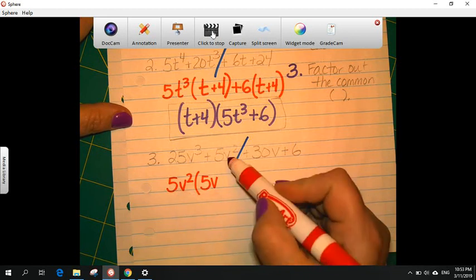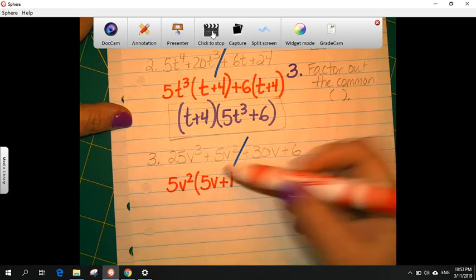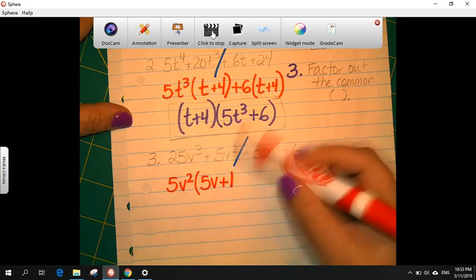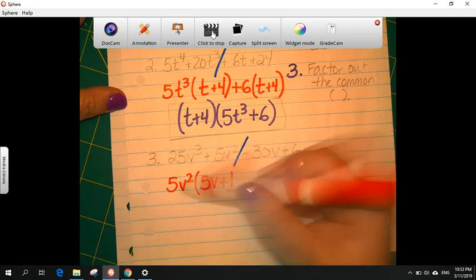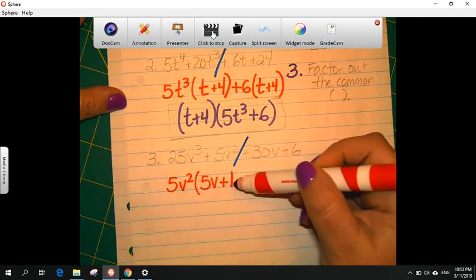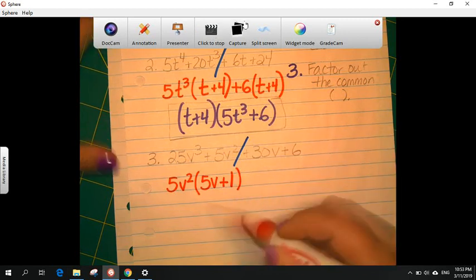But all the v's are out front, so I actually have to put the plus 1 in this case because I need to hold that spot. Basically, we're thinking about 5v squared divided by 5v squared, and that's 1. Close the parentheses. Okay, so there's the first half. Now let's look at the second half.